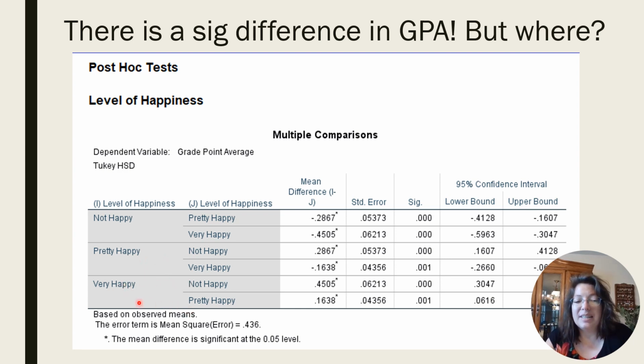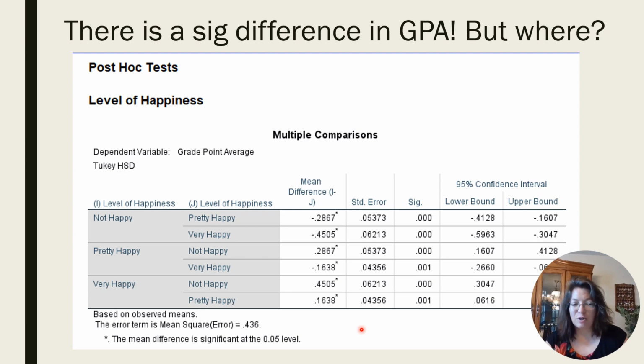What you're going to see is that it does these comparisons for each possible combination. So by the time you get to the end, you're comparing very happy with pretty happy, which you already compared before. So you don't need to report all of these. You only need to report the significant ones and just the ones, right? Because this very happy with not happy is giving you the exact same value as up here, just without that negative sign, because now we're taking the GPA of very happy people and minusing the not happy people's GPA to get a score of 0.45.